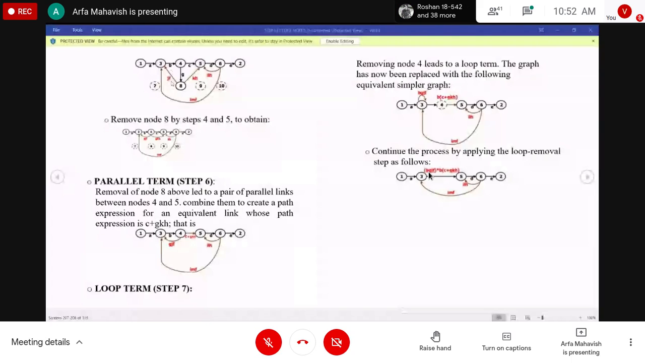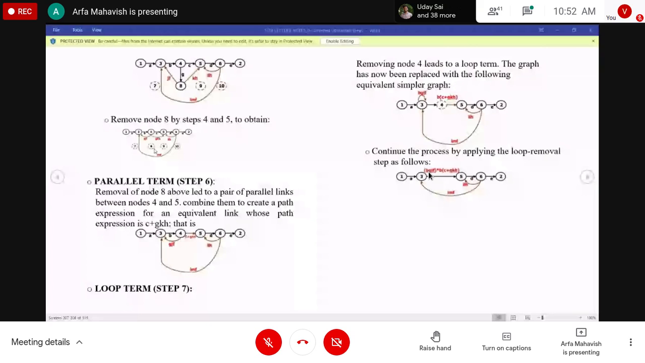Now the diagram is like this. Now look at the steps. Parallel terms: for parallel terms, the rule is to combine all the parallel links by adding their path expressions. So whenever you have parallel terms, you have to add the expressions over there.